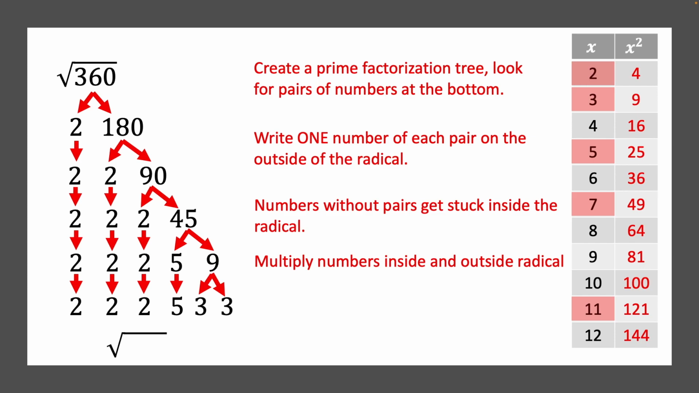Then we're going to look for pairs. So I've got a pair of 2s, stick one on the outside. Got a pair of 3s, stick one on the outside. And then the 2 and the 5 that are left get stuck underneath, and then multiply those together. So I end up with 6 root 10.